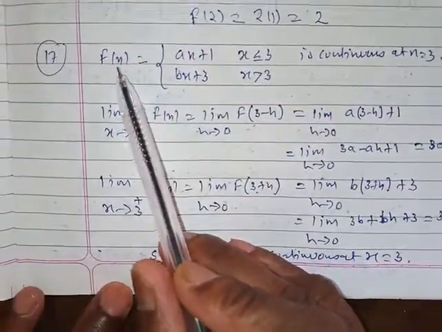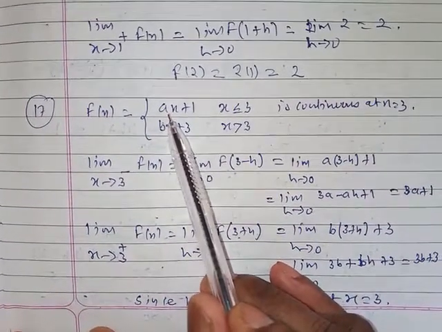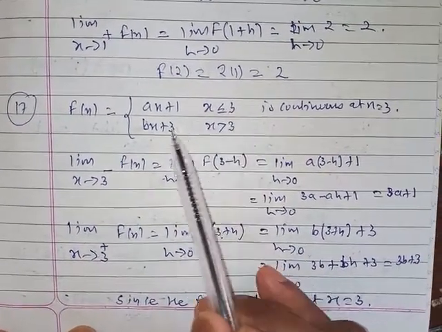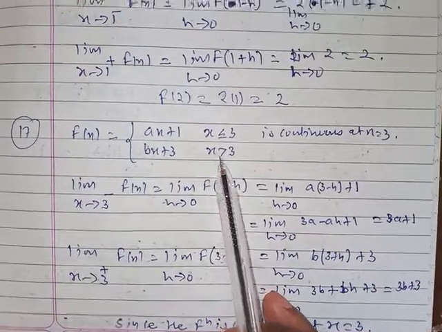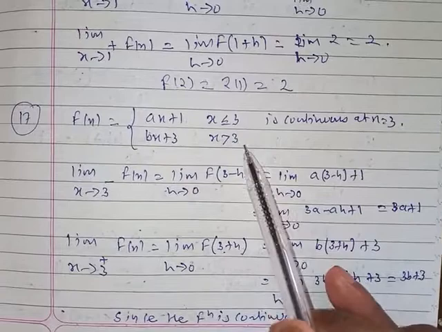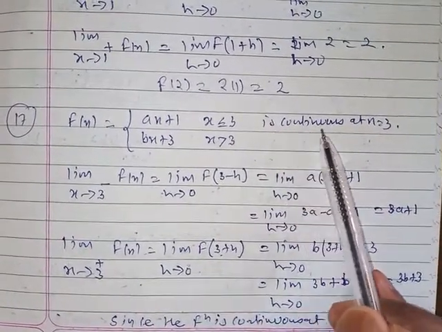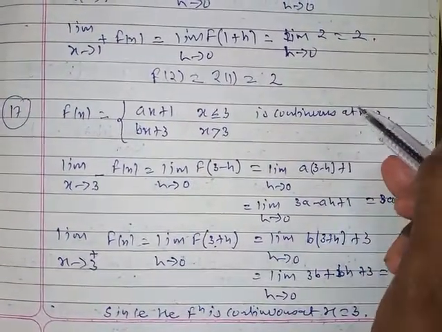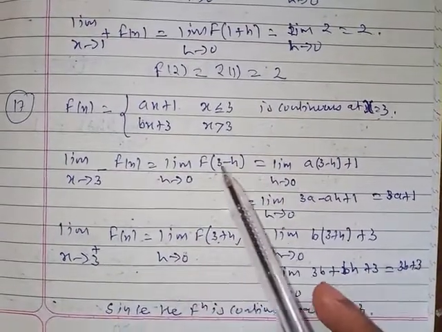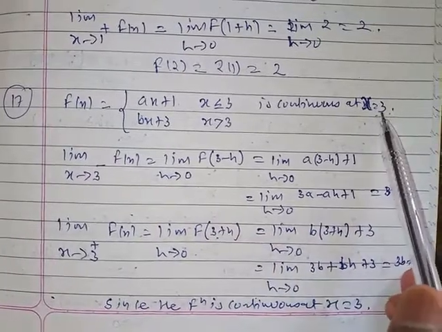Now there is a slight change in the question here. Question 17: f of x is equal to ax plus 1 if x is less than or equal to 3, and bx plus 3 if x is greater than 3. From this it is understood that we are talking about continuity at x is equal to 3, and it is given that the function is continuous at x is equal to 3.